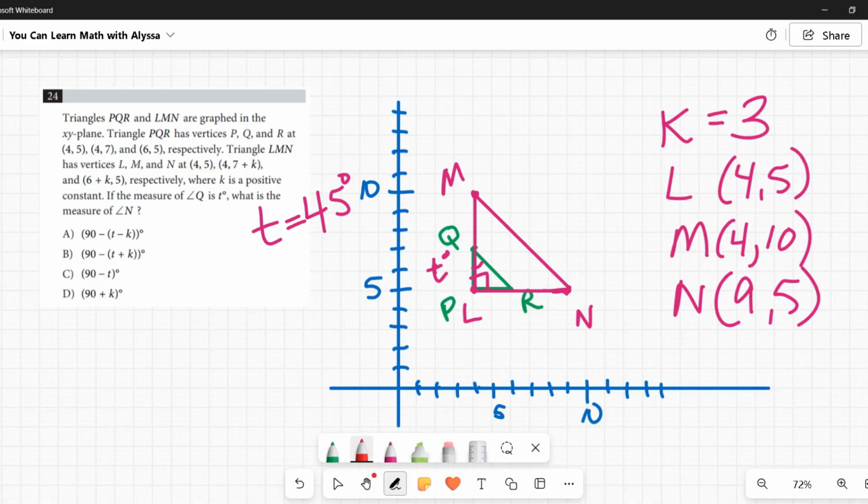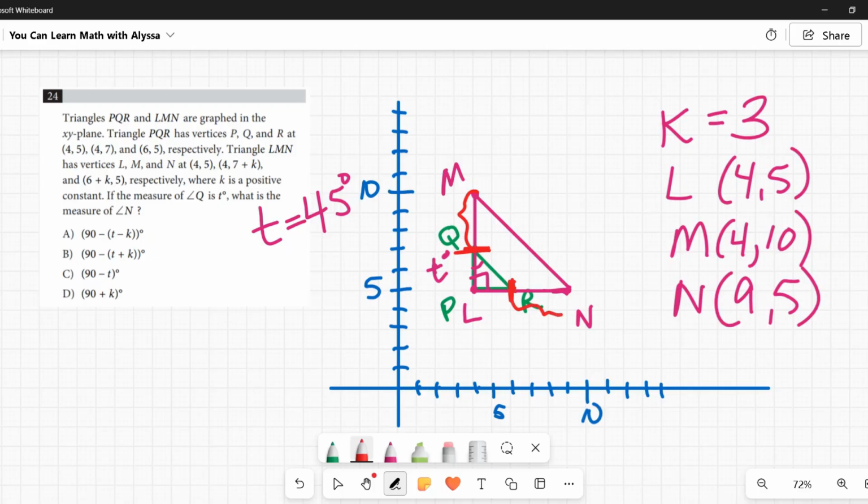Because think about what's happening. This M point is 4, and then it's 7 plus k. 7 was the coordinate right here. There's 7. So then k is this extra distance. And if we're on the other side, down on this side over here, what was the original point? The original point here was 6, 5, and then N is 6 plus k.